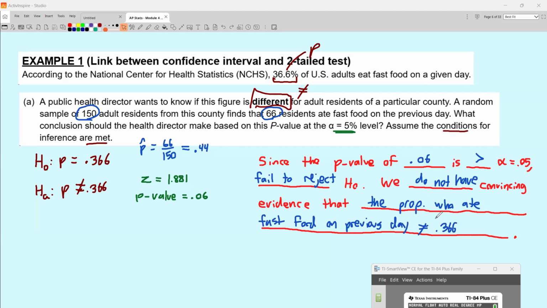So that's our conclusion. Now we can run the same type of logic, but doing a confidence interval as well. So let's look at part B.